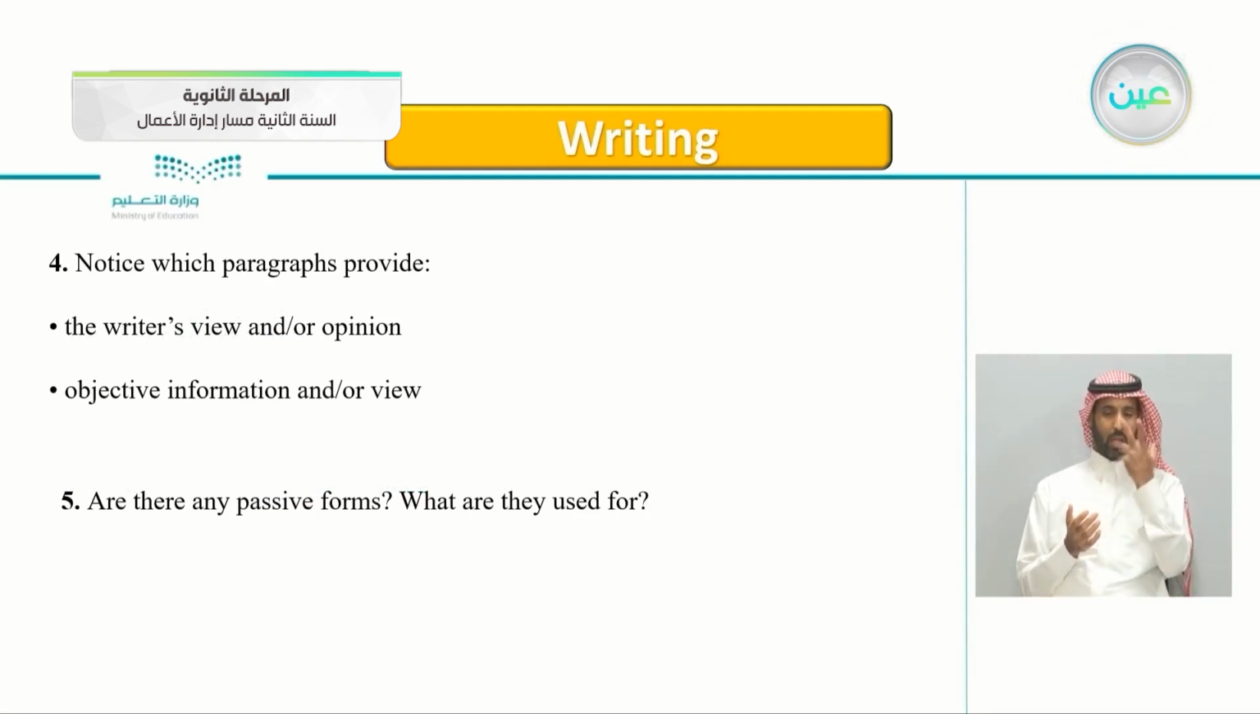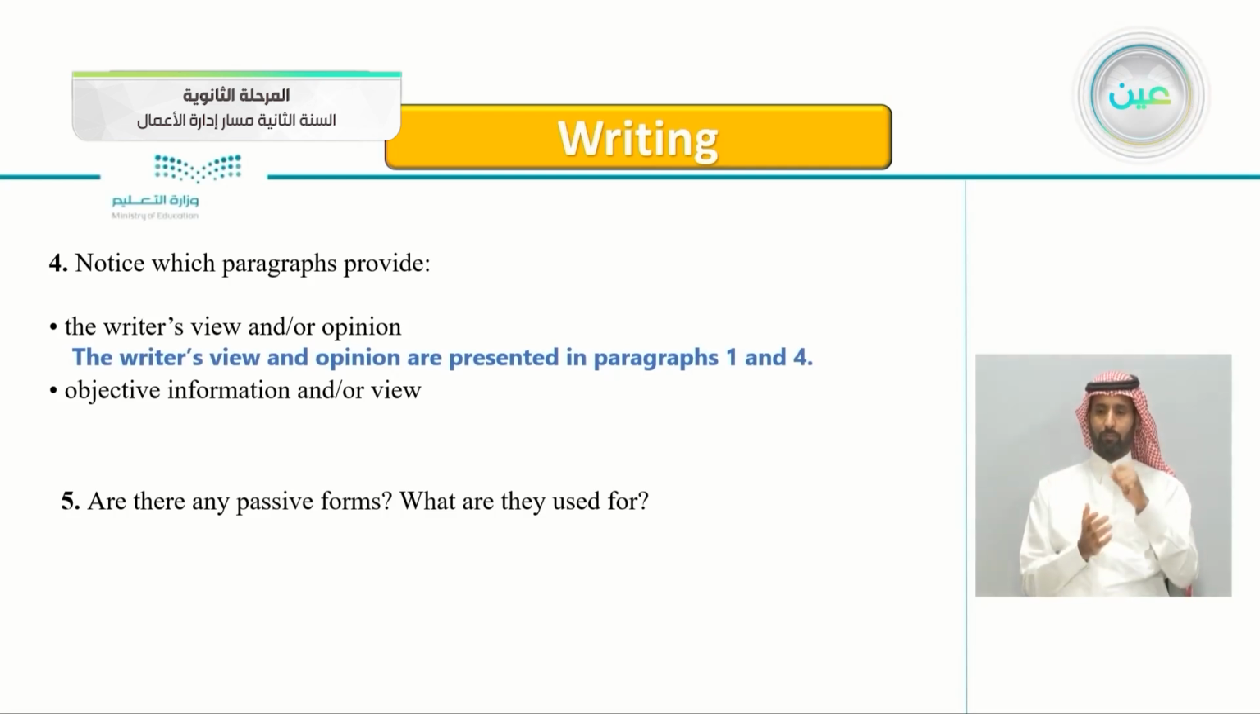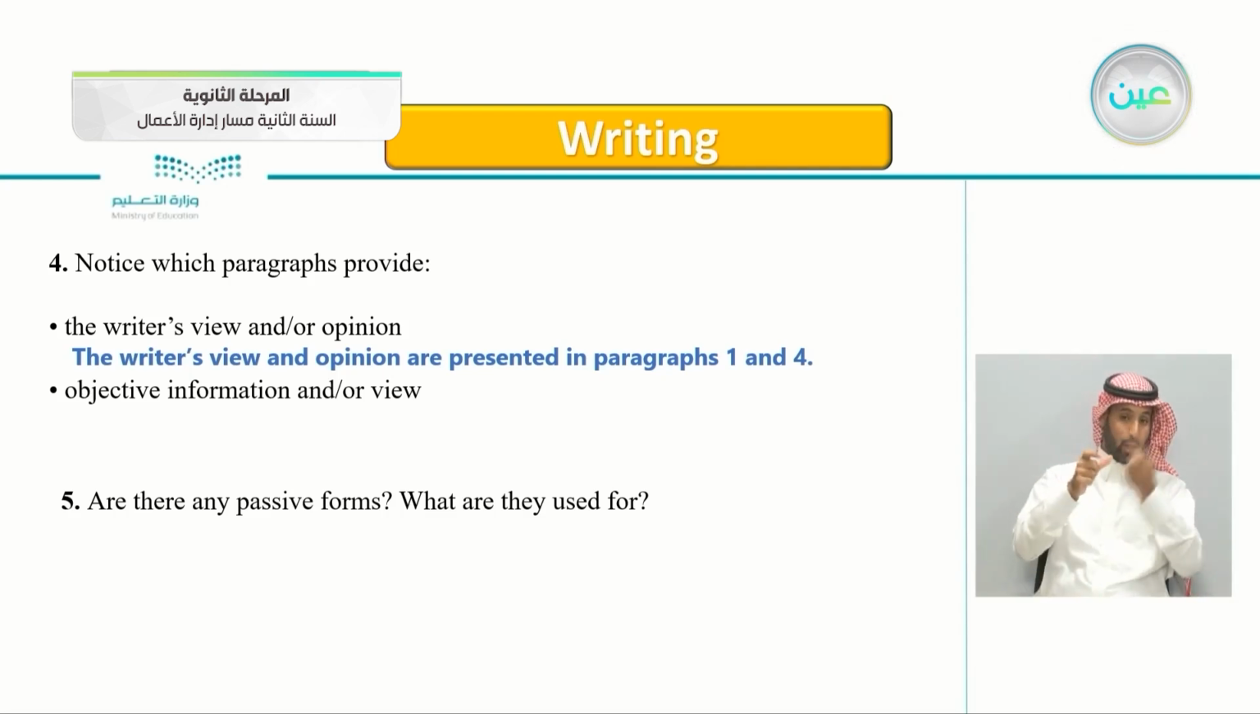Notice which paragraphs provide the writer's view and opinion, and which provide objective information. So this is the fourth question. Let's take it one by one. Which paragraphs, maybe more than one, provide the writer's view and opinion? Which paragraph shows the writer's opinion or view about his job? Can you guess the paragraphs here? Yes, the writer's view and opinion are presented in paragraphs 1 and 4, the introduction and the conclusion. So his view and opinion are presented in paragraphs 1 and 4.